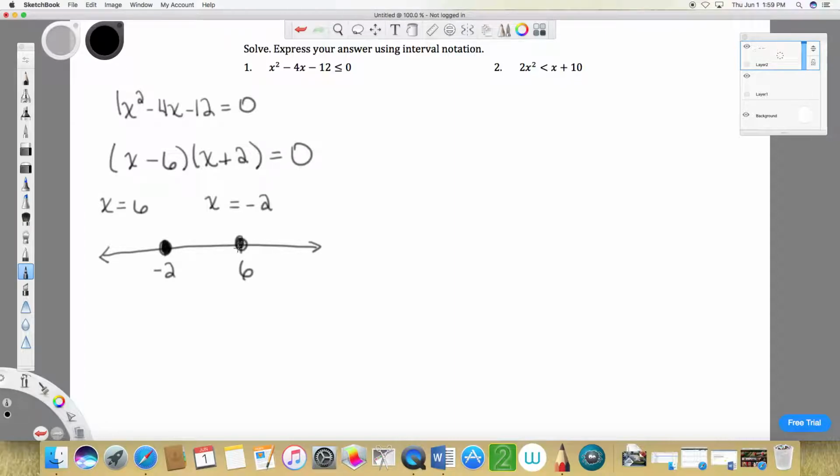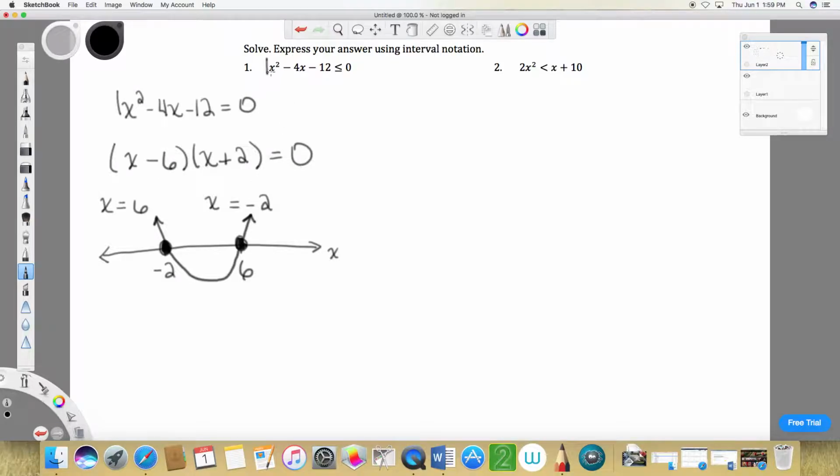Now, there are different techniques to determine whether to shade or not shade each of these regions. These 2 points split the number line into 3 regions. But I suggest that you think about what the graph of x squared minus 4x minus 12 looks like. It's a parabola, and with this leading coefficient being positive, it opens upward. It passes through these 2 points, which are the x-intercepts for this parabola.